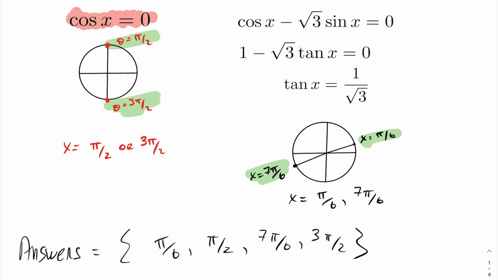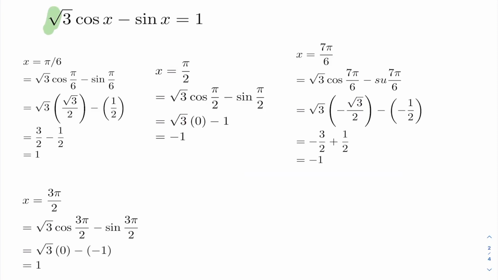Checking in the original equation, we get the following results. So again, the original equation we started off with was root 3 cos x minus sine x is equal to 1. Checking for x equal to pi over 6, we get a solution, and that value is equal to 1, so pi over 6 is in our solution set.